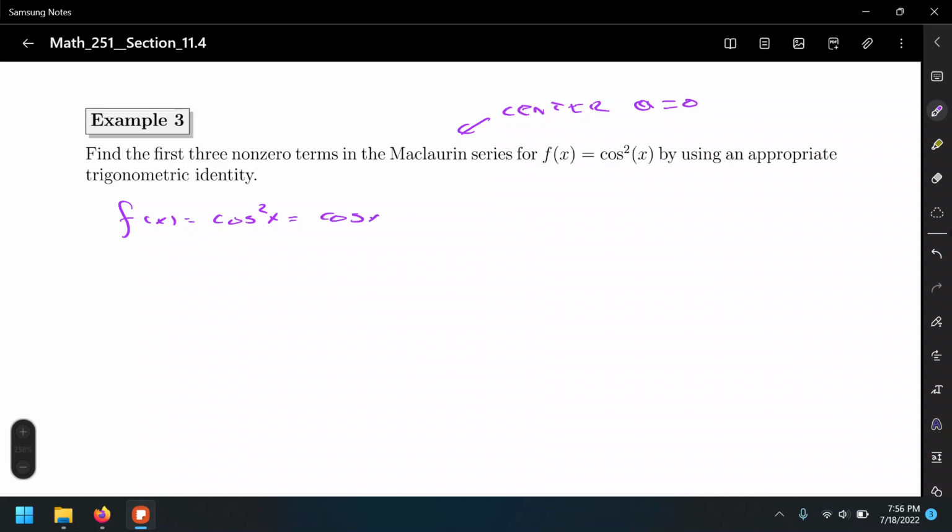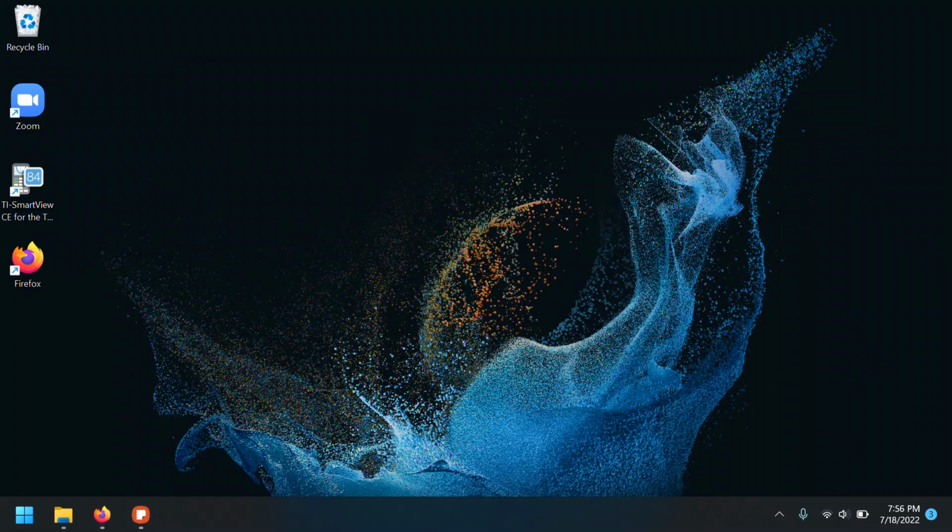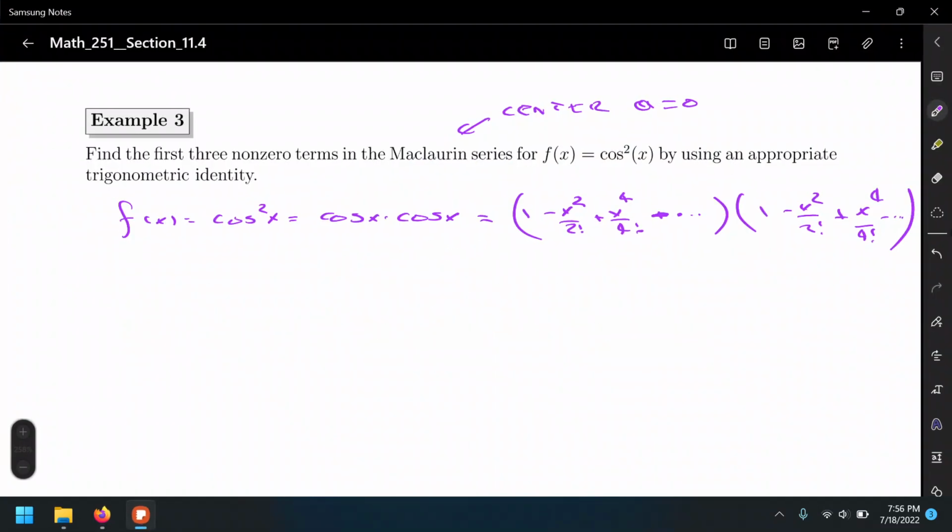All right, another way it would be, okay, f of x equals cosine squared. That's the same as cosine times itself. And then, well, this is going to be, I believe this one was 1 minus x squared over 2 factorial plus x to the 4th over 4 factorial minus dot dot dot, and then multiply by itself. 1 minus x squared over 2 factorial plus x to the 4th over 4 factorial minus dot dot dot. And well, we already saw how messy it is to multiply polynomials this way, right? So no, we're not going to take this approach.